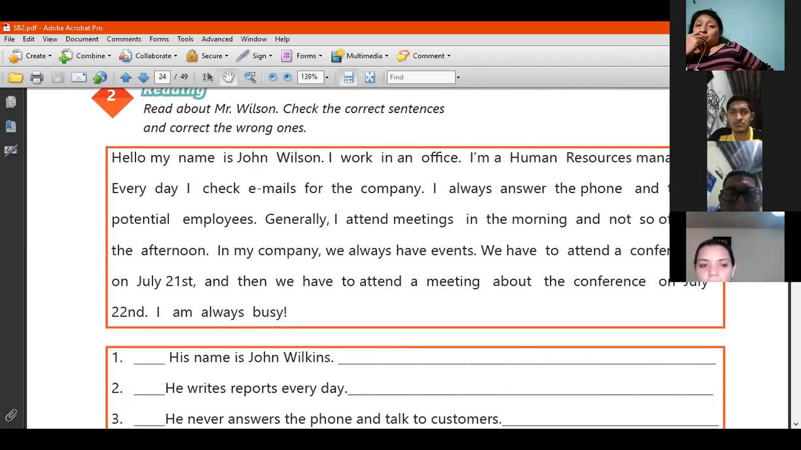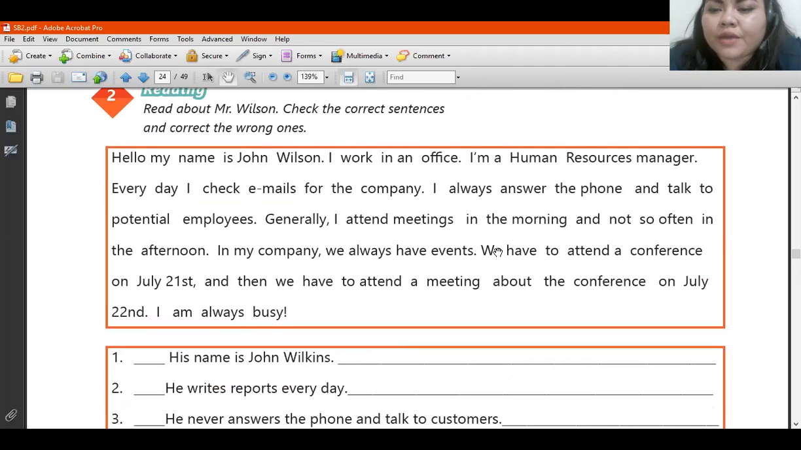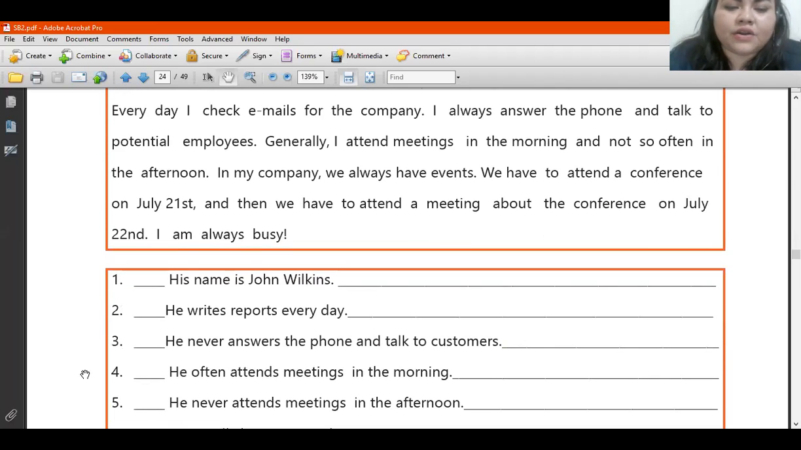Everyone, let's read the paragraph together. It says, generally, I attend meetings in the morning and not so often in the afternoon. There's the answer. It says here, he never attends meetings in the afternoon. You just told me that this sentence doesn't match what is above. Why? What is the correct answer?